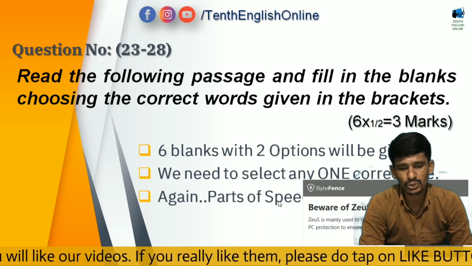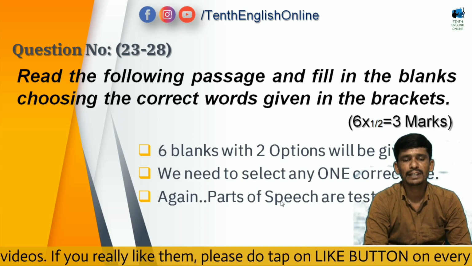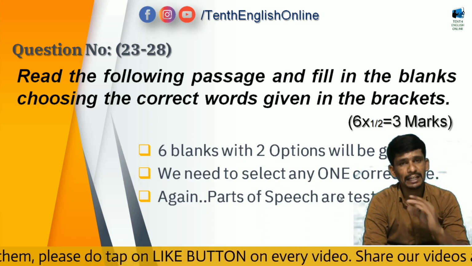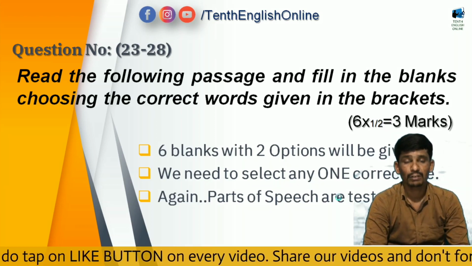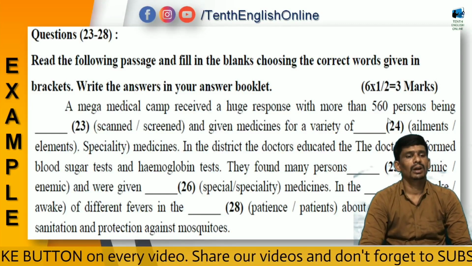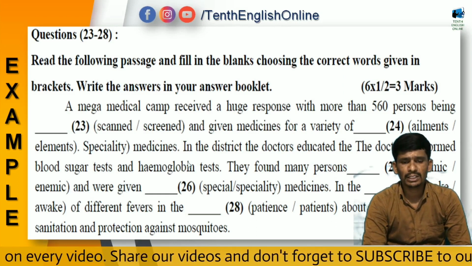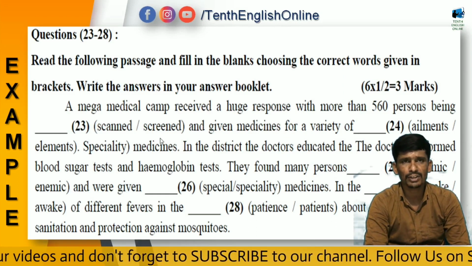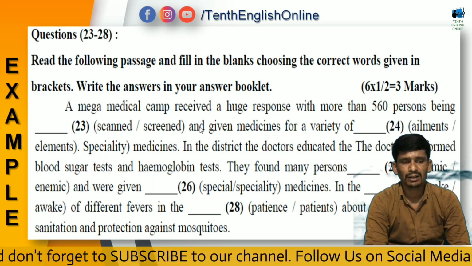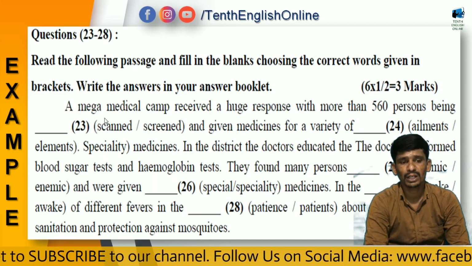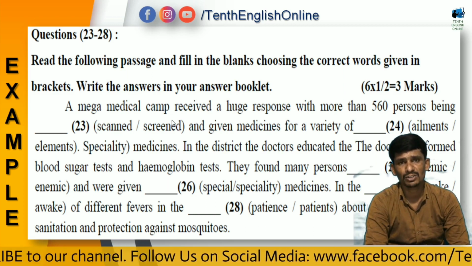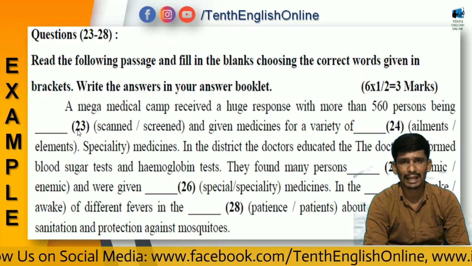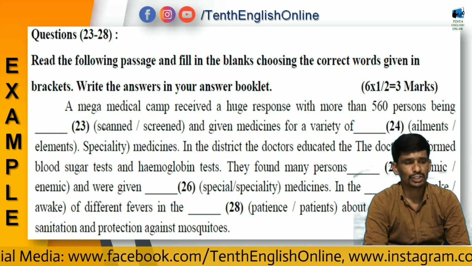So my dear students, if you are perfect in parts of speech, you can get 7 marks blindly and very easily. Okay, here we'll see example one. See here, this passage contains 6 blanks, and beside every blank there are 2 answers in the bracket. We have to select the correct answer and add it in the blank. Okay, once read the passage.